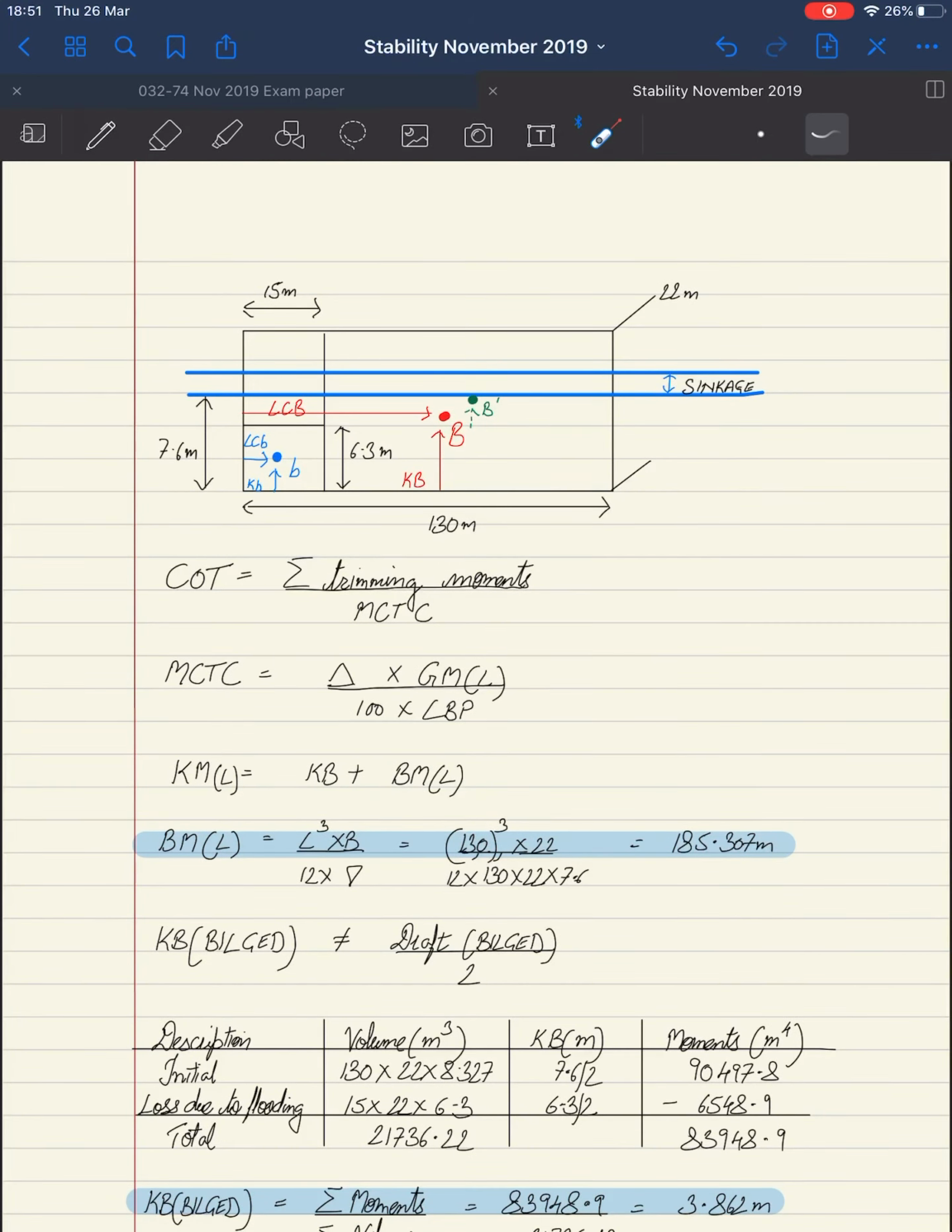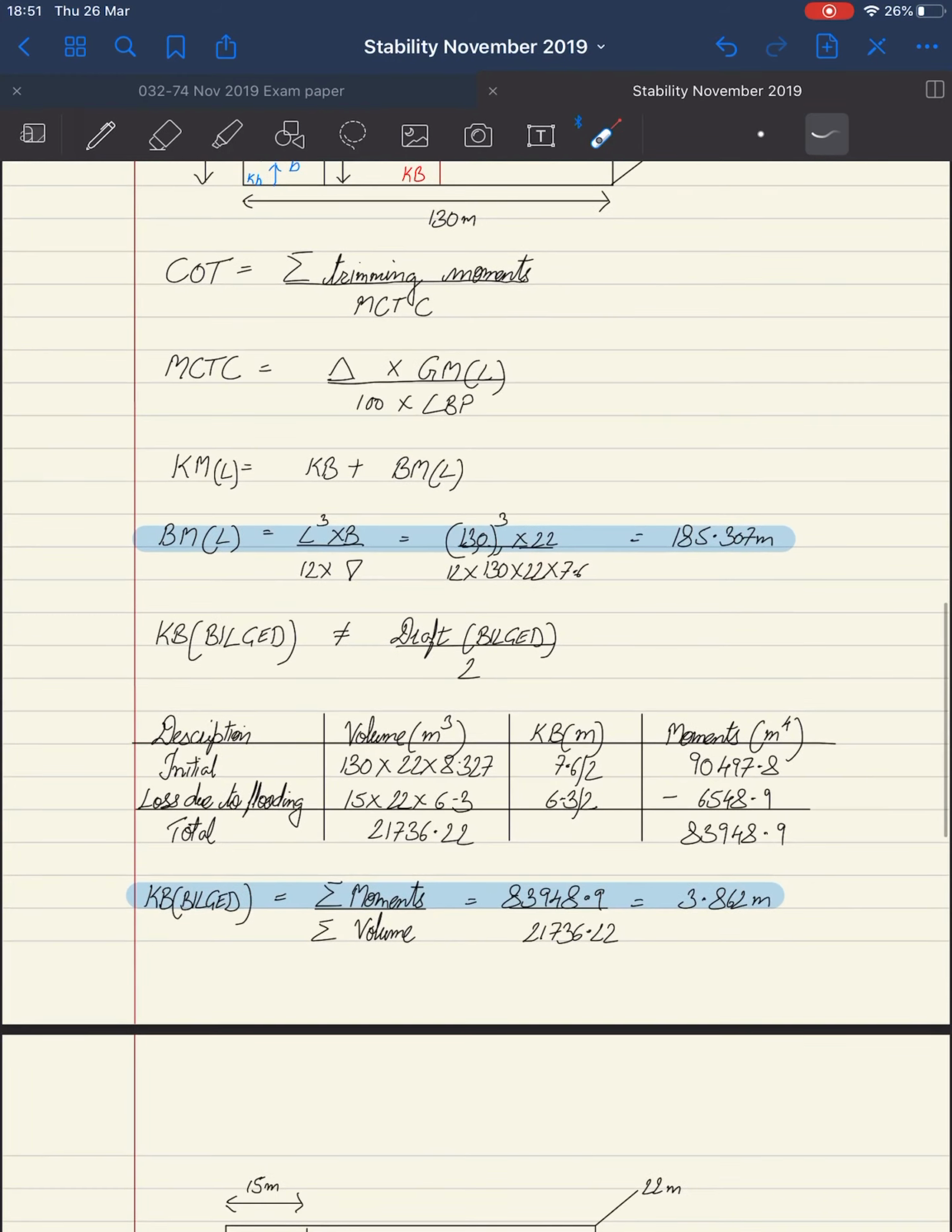Now we know that change of trim is equal to trimming moments divided by MCTC, but we don't know the MCTC. And MCTC is equal to displacement times GM divided by 100 multiplied by the LBP. We don't know this GM longitudinal. And we know KM longitudinal is equal to KB plus BM longitudinal. We don't know this BM longitudinal. Now we will solve the equation and find out the BM longitudinal.